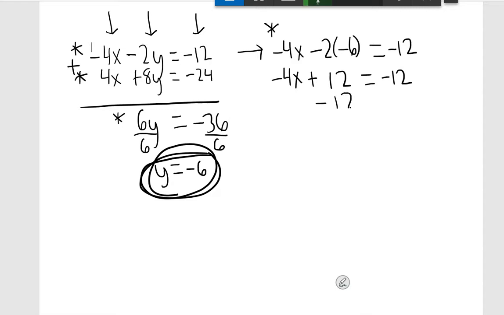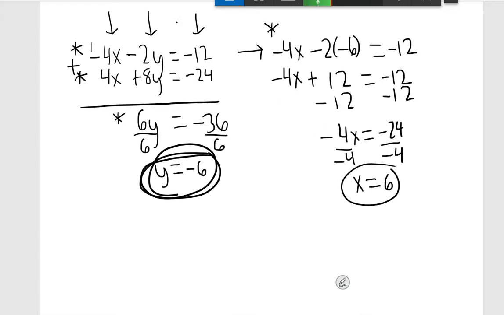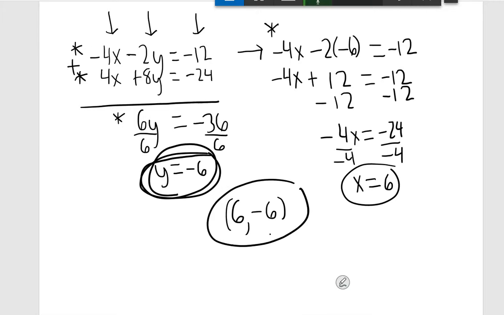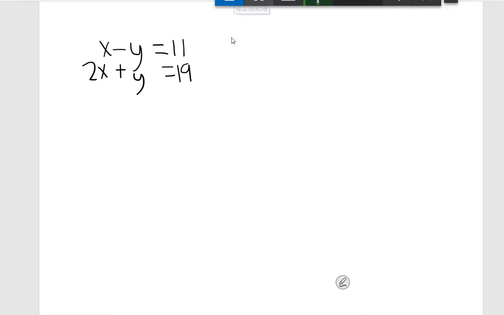And then we would need to subtract 12 from both sides. Negative 4 times x equals negative 24. Divide by negative 4 on both sides, and we get x equals positive 6. So that means that these two lines cross each other at (6, negative 6). And we found that solution to this system by using elimination.